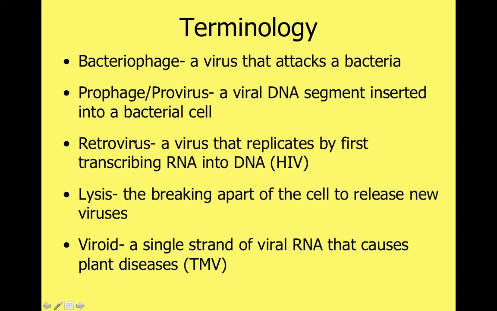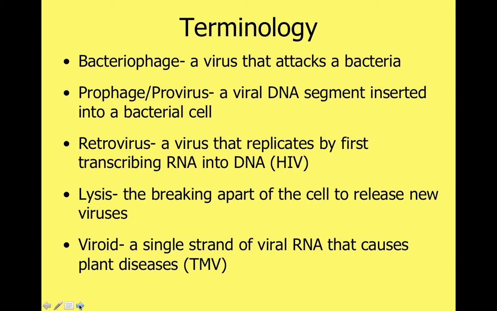A couple more of these. A bacteriophage is a virus that attacks only bacteria. A prophage or provirus is a viral DNA segment inserted into a bacterial cell. We'll get to that later on. A retrovirus is a virus that replicates by first turning RNA into DNA. One of these is HIV. Lysis, or lyse, is the breaking apart of a cell. And a viroid is one single strand of viral RNA that causes plant disease.